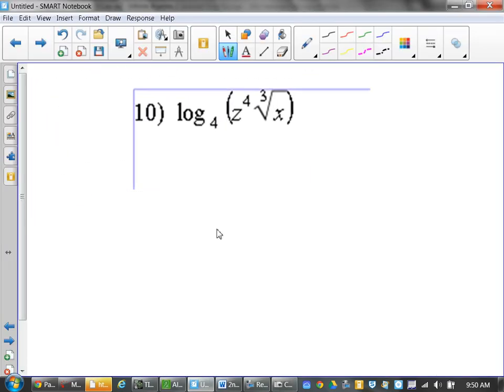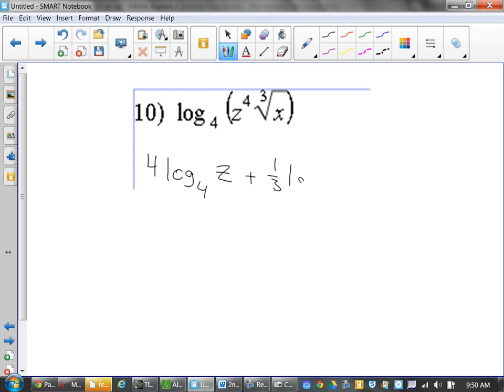So we have multiplication between the two, and there's also exponents between the two. So when I have an exponent and a multiply, I know there's going to be two different logarithms. So it's going to be log base 4. It's z to the 4th, but I'm going to put the 4 out front. So it's 4 log z. Plus, cube root is the same as what exponent? 1/3. It'll be plus 1/3.